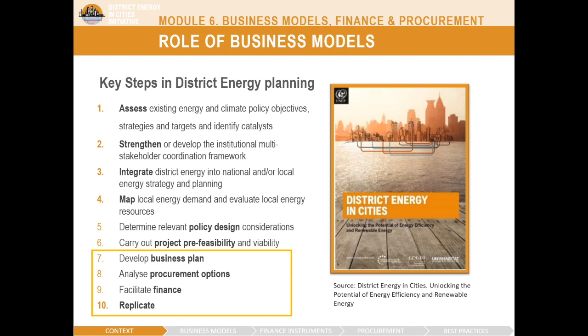Key steps in district energy planning. As described in UNEP's flagship publication, District Energy in Cities: Unlocking the Potential of Energy Efficiency and Renewable Energy, there are 10 key steps to be undertaken in district energy planning. In this module, we will take a close look at steps 7 to 10, which include developing a business plan, analyzing procurement options, facilitating finance, and replication.